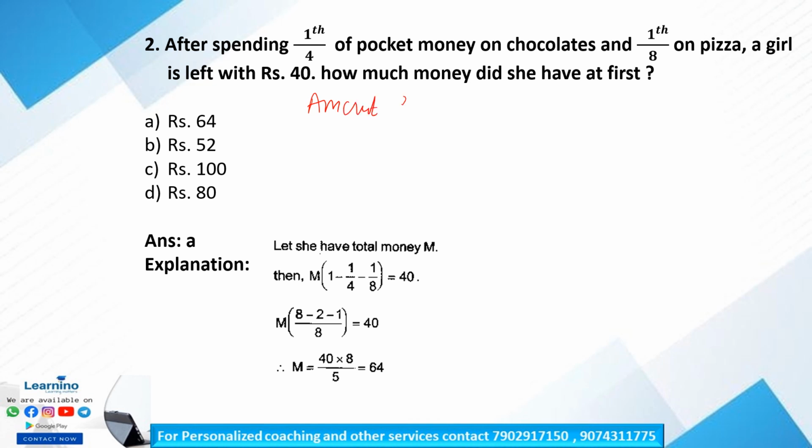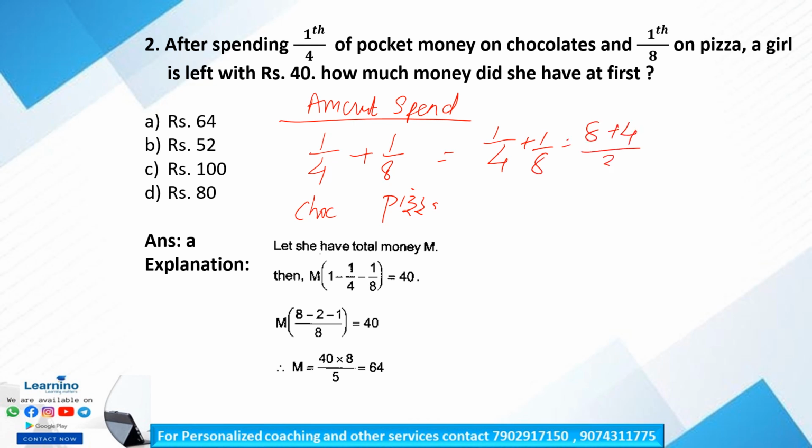The amount she spent is given in fractional form. That is 1 by 4th for chocolates plus 1 by 8 for pizza. Therefore the total amount spent is 1 by 4 plus 1 by 8, which is equal to 8 plus 4 by 32, that is 12 by 32, that is 6 into 2 by 16 into 2, which is 3 into 2 by 8 into 2, equal to 3 by 8. This is the total amount she spent for chocolates and pizza.